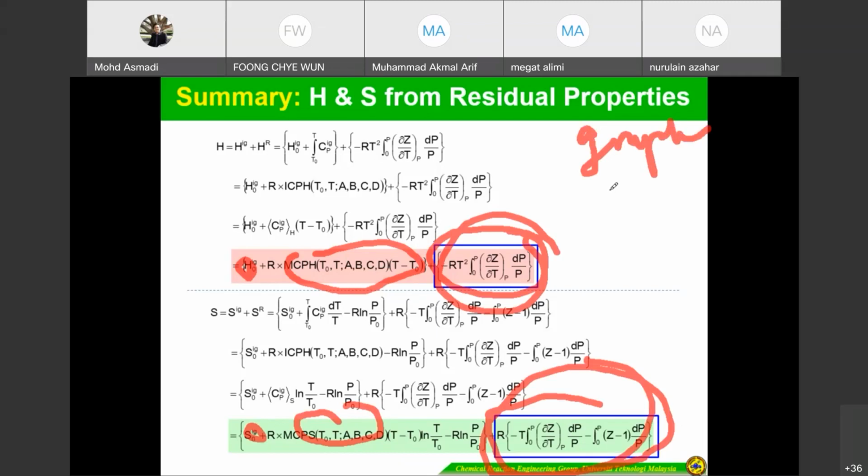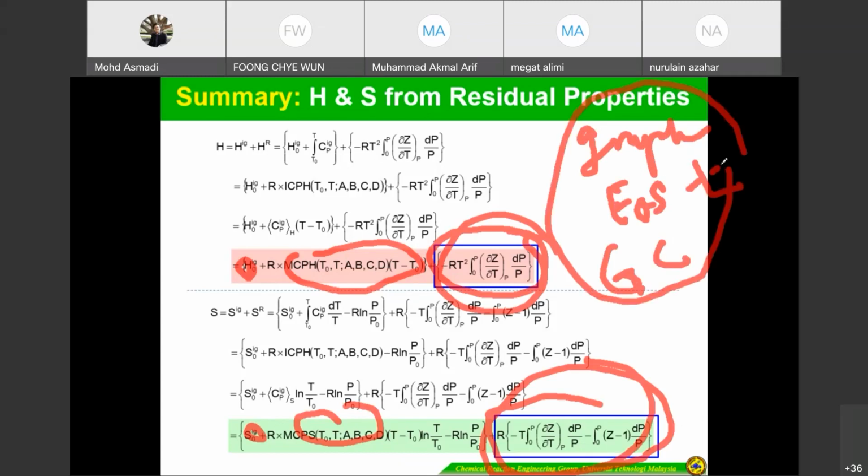What else? Equation of state. You have to remember, this one you have to write down, and also generalized correlation. Equation of state, we can divide. Generalized also can divide too, into Lee-Kesler and also virial. Equation of state, of course virial and also cubic equation of state.